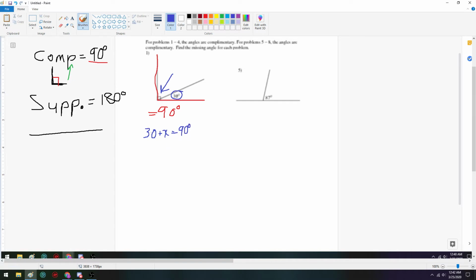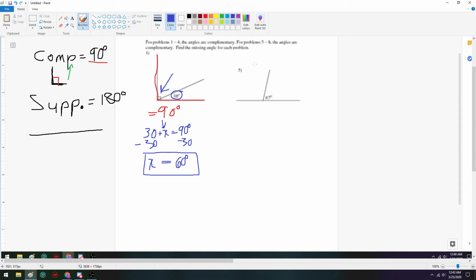Now, if you remember from before of how you need to get x by itself, if you have a positive 30 over here, how do you get rid of a positive 30? Well, you subtract 30 from both sides. That gives you x right here by itself. So we can say x is equal to, what's 90 minus 30? You should get 60 degrees. So now the missing angle for this first one is 60 degrees.